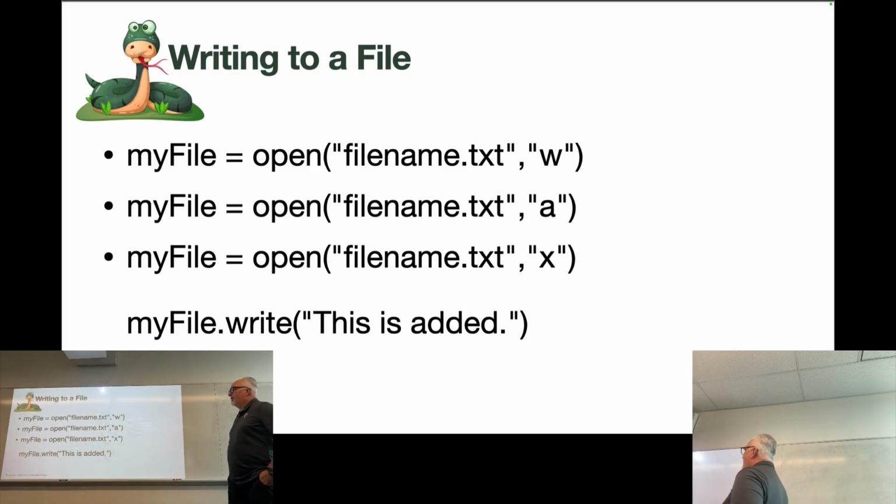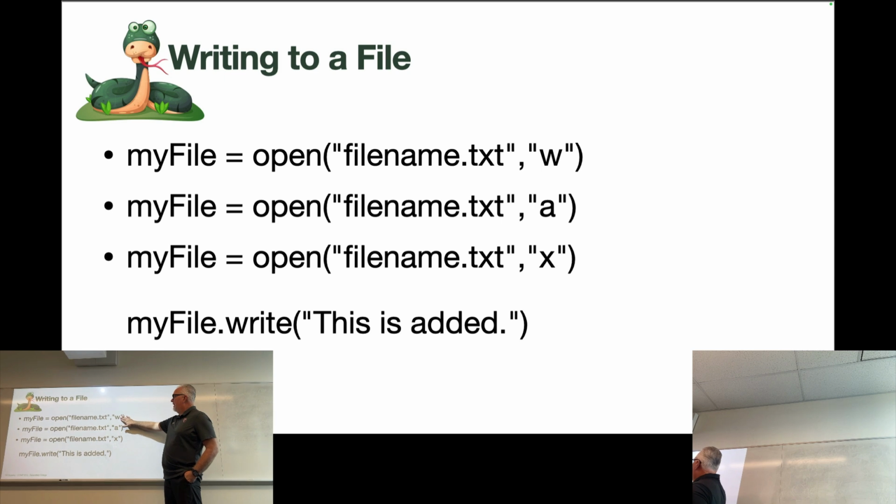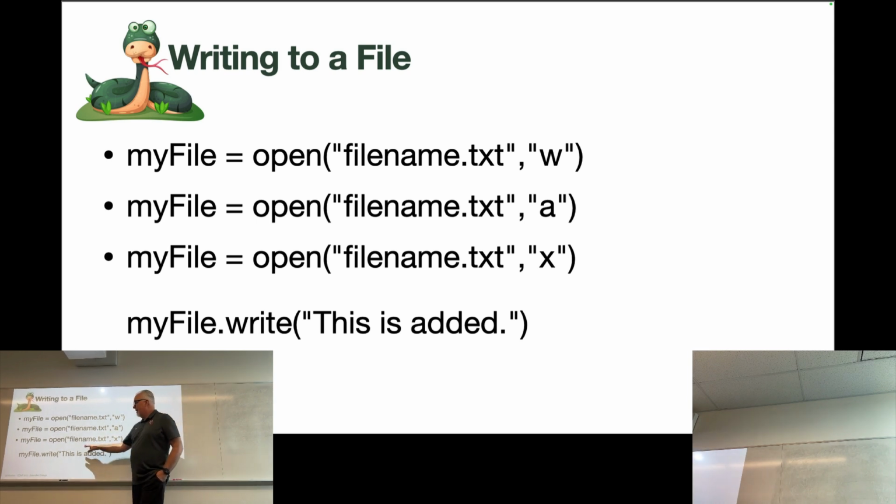Now, if I want to write to a file, I'm going to use one of these three flags: write, append, or create, depending on how I want to handle the file. And then myfile.write takes one argument that's a string, and it will put that into the file. Okay?